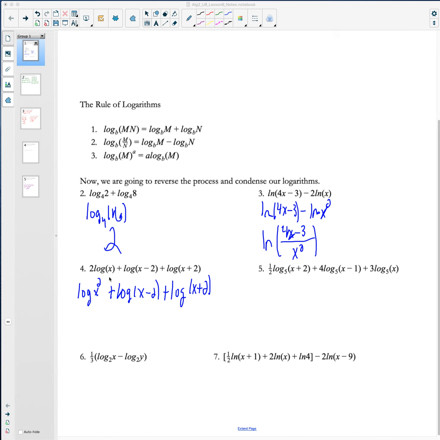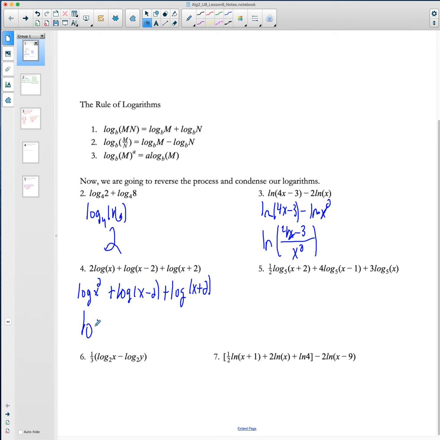Now, what I see is that everything is being added, right? So if everything is being added, we're really in the same property here, and we just want to multiply all those arguments together. So I have 3 logarithms that are being added, so that means I'm going to have 3 things being multiplied in my argument. Now, you do not have to expand these when you bring them in. We can just write them as a product.